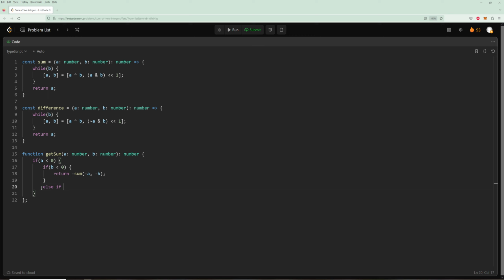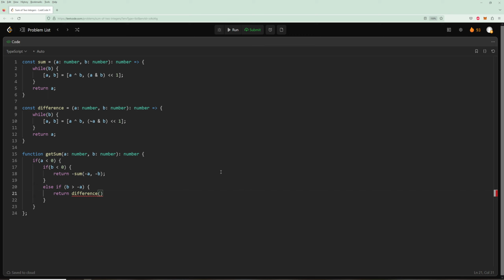Else if. So now we have to check if a is negative and b is positive, is b the greater number? So if b is greater than -a, then essentially what we want to do is b minus a, but we want a to be positive, right? So we could just say return difference. By the way, this example would be like if you're getting -5 and 7. So -5 and 7 would be the same as just 7 minus 5. So that's what we're going to do.